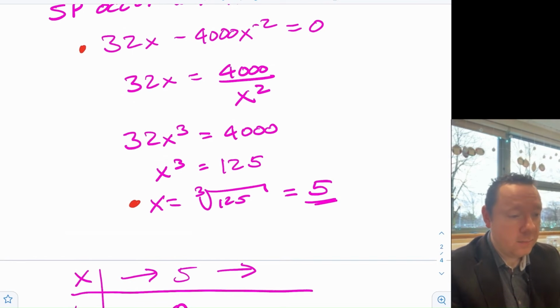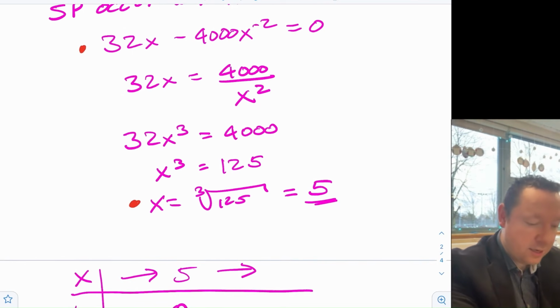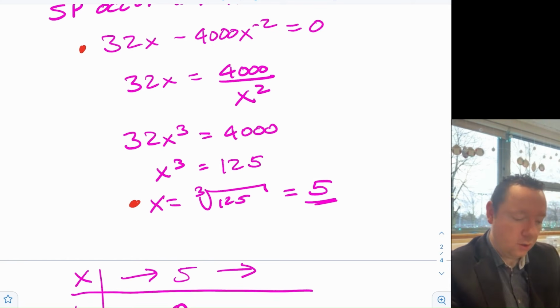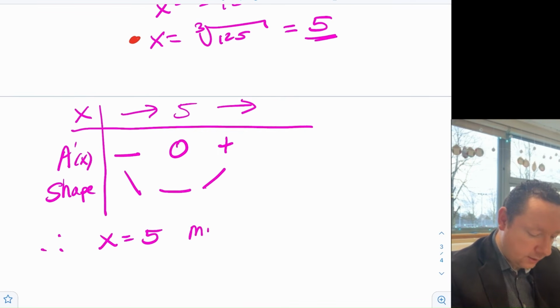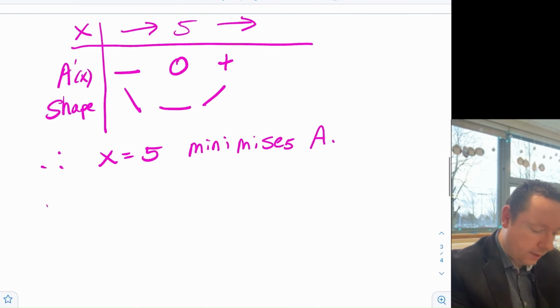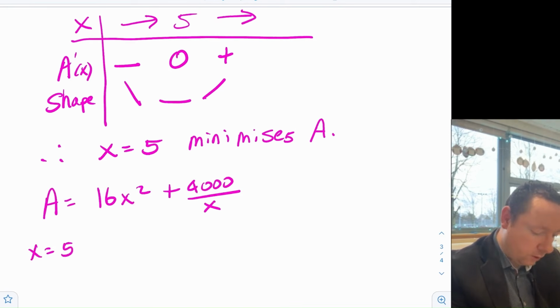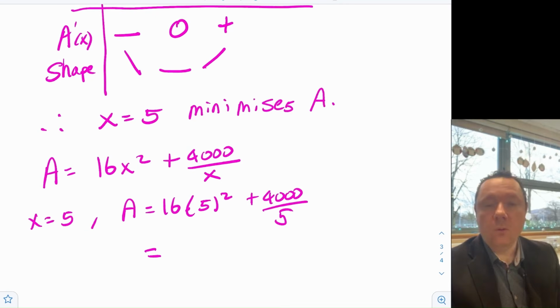Just get yourself a calculator and pick a number close to 5, let's pick 6. 32 times 6 is 192, 4,000 divided by 36 is 111, and that minus 111 is positive, so we can say it's positive. So our shape is down, along and up, therefore x equals 5 minimizes A. So to get A, remember x equals 5, we work out our area equals 16 times 5 squared plus 4,000 over 5, which is 1,200.